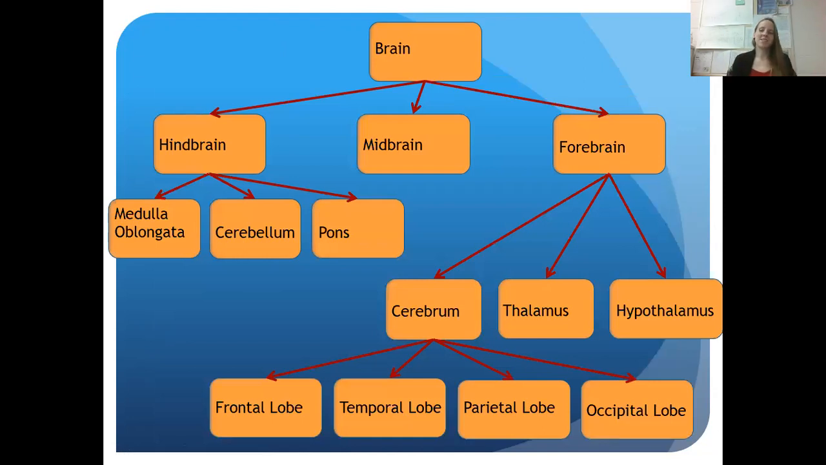Okay, so this just kind of summarizes, if you will, how all those different areas are related. So again, we have the 3 main regions, the hindbrain, midbrain, and forebrain. In the hindbrain, we have the medulla oblongata, cerebellum, and pons. In the forebrain, we have the cerebrum, thalamus, and hypothalamus. And then within the cerebrum, you have those different lobes, so the frontal lobe, temporal lobe, parietal lobe, and occipital lobe.